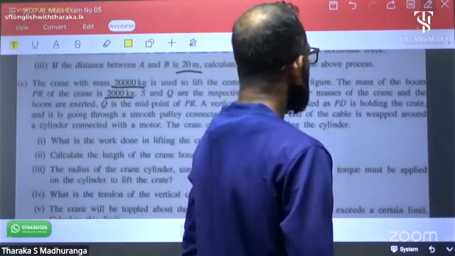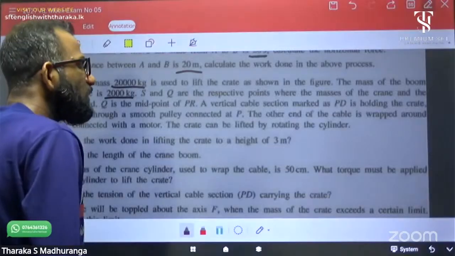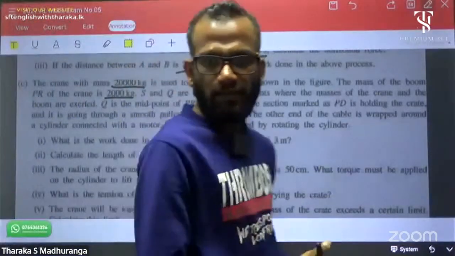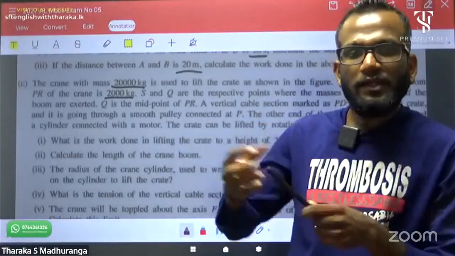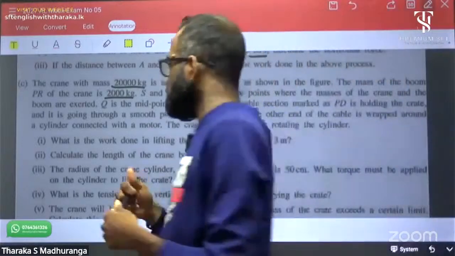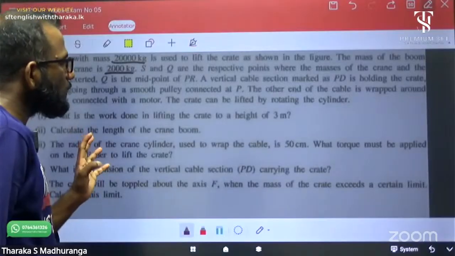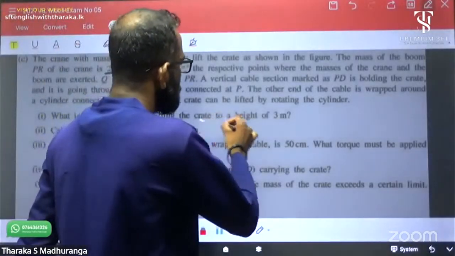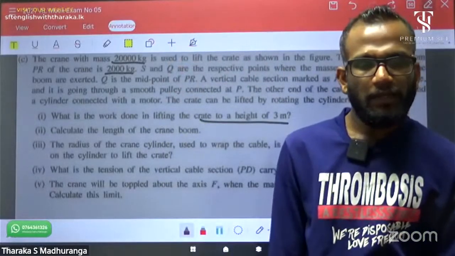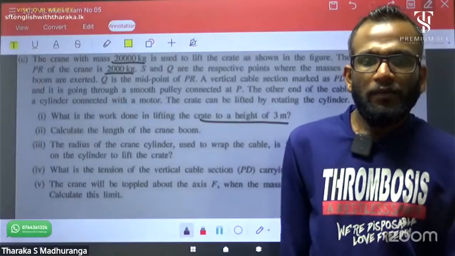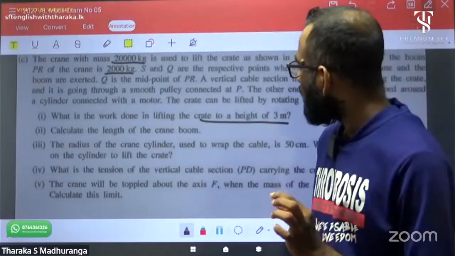The other end of the cable is wrapped around the cylinder connected with the motor. The crate can be lifted by rotating the cylinder. That means when the cylinder rotates, the crate can be lifted, right? What is the work done in lifting the crate to a height of 3 meter?